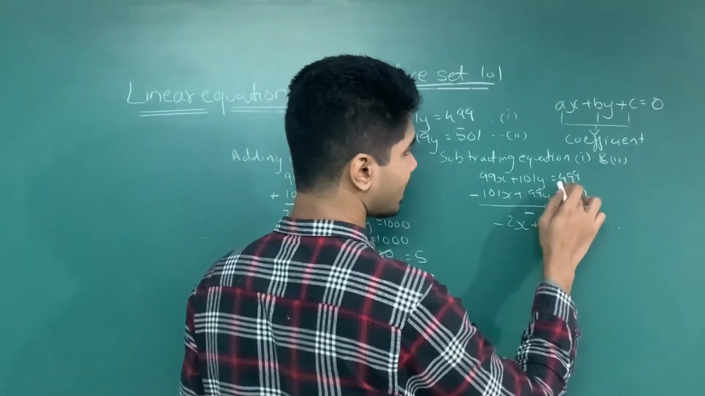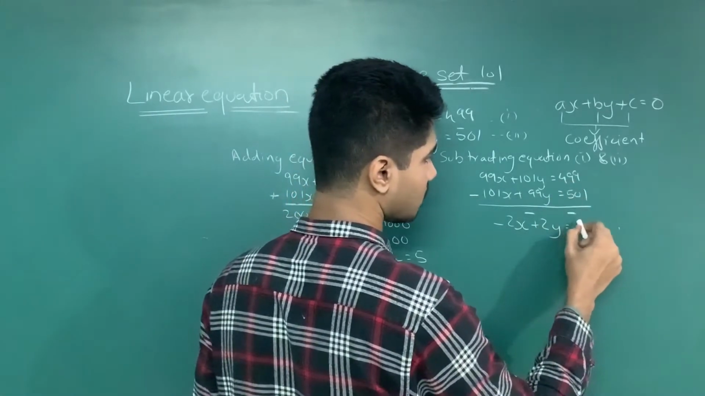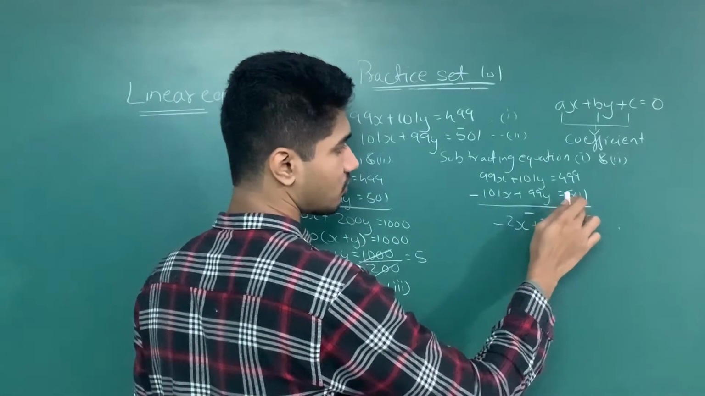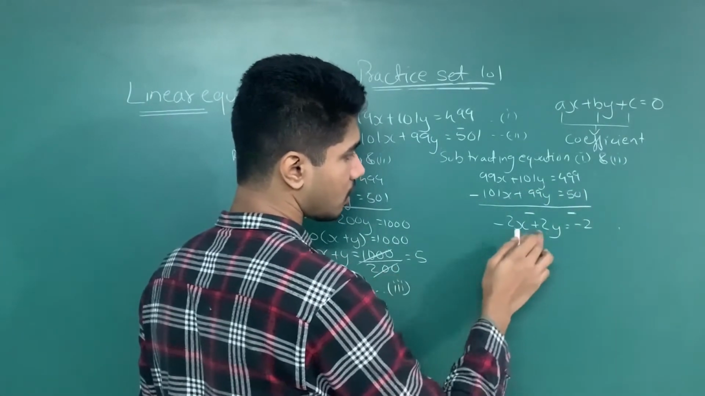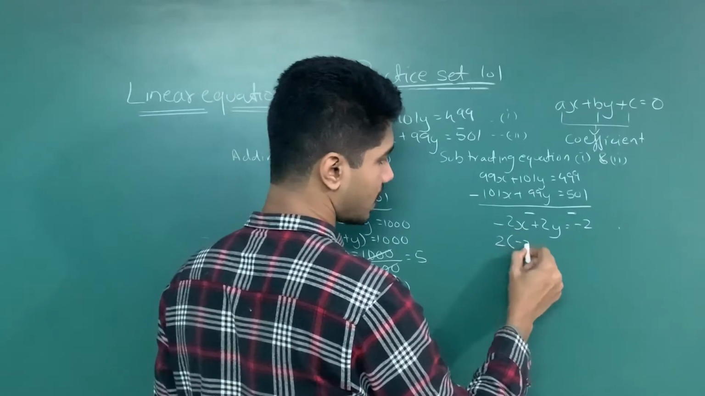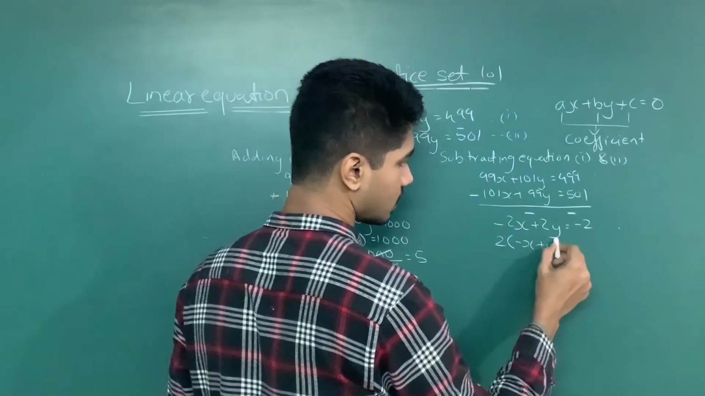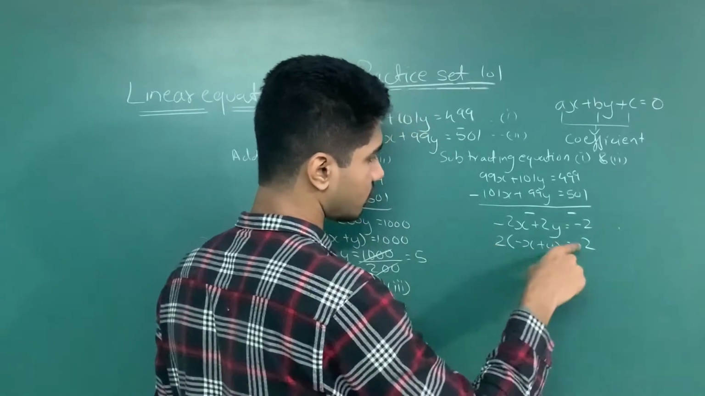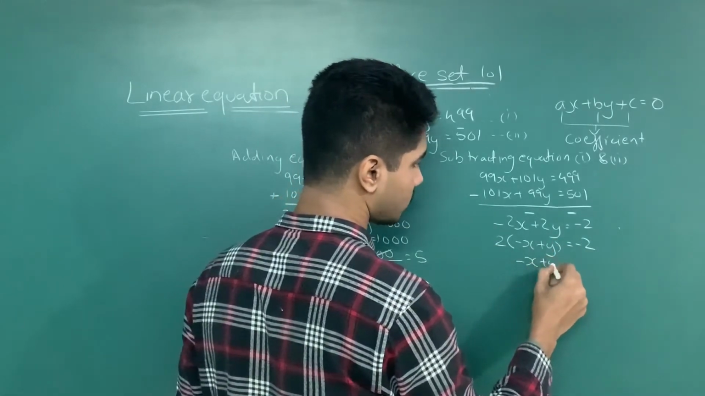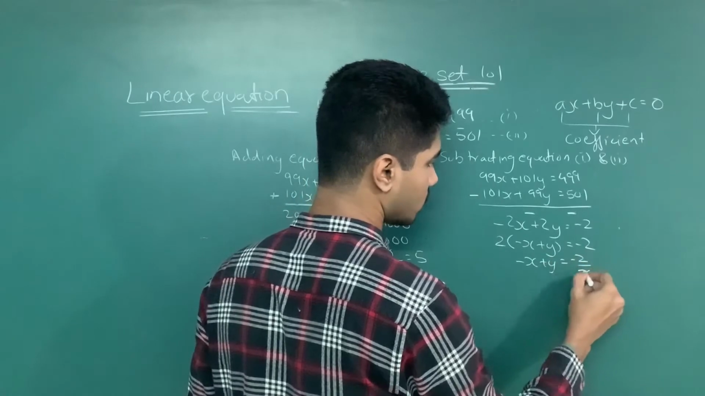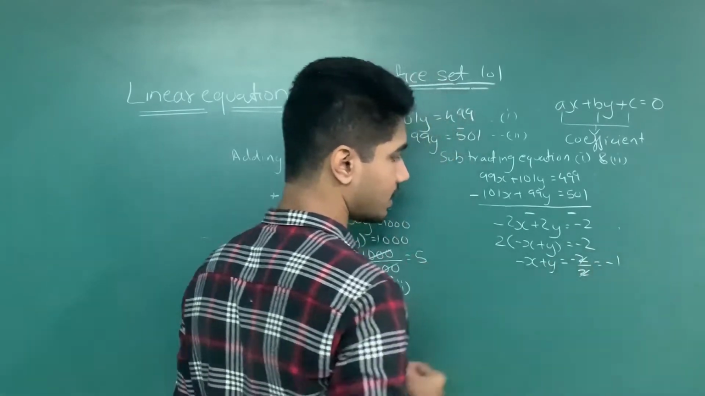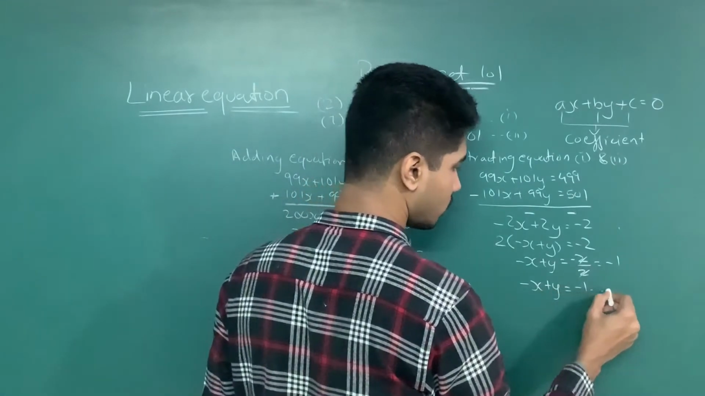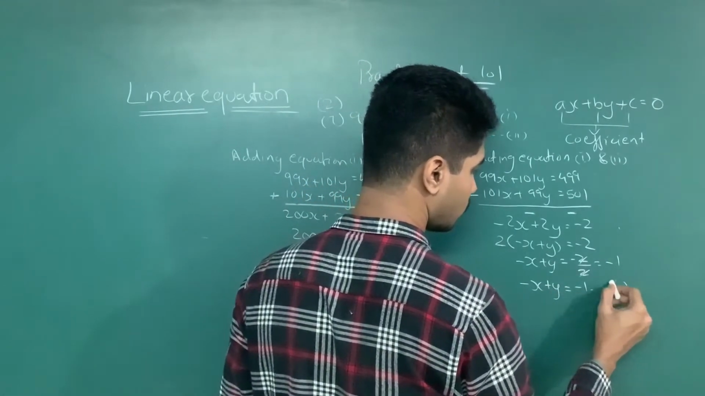Now 499 minus 501 is minus 2, because the minus is on 501, the bigger number. Now you can take 2 common, so you get 2 times (minus x plus y) equal to minus 2. Now you shift the 2 to that side, you get minus x plus y is equal to minus 2 upon 2, which gets cancelled and you get minus 1. So minus x plus y is equal to minus 1, which is equation number 4.